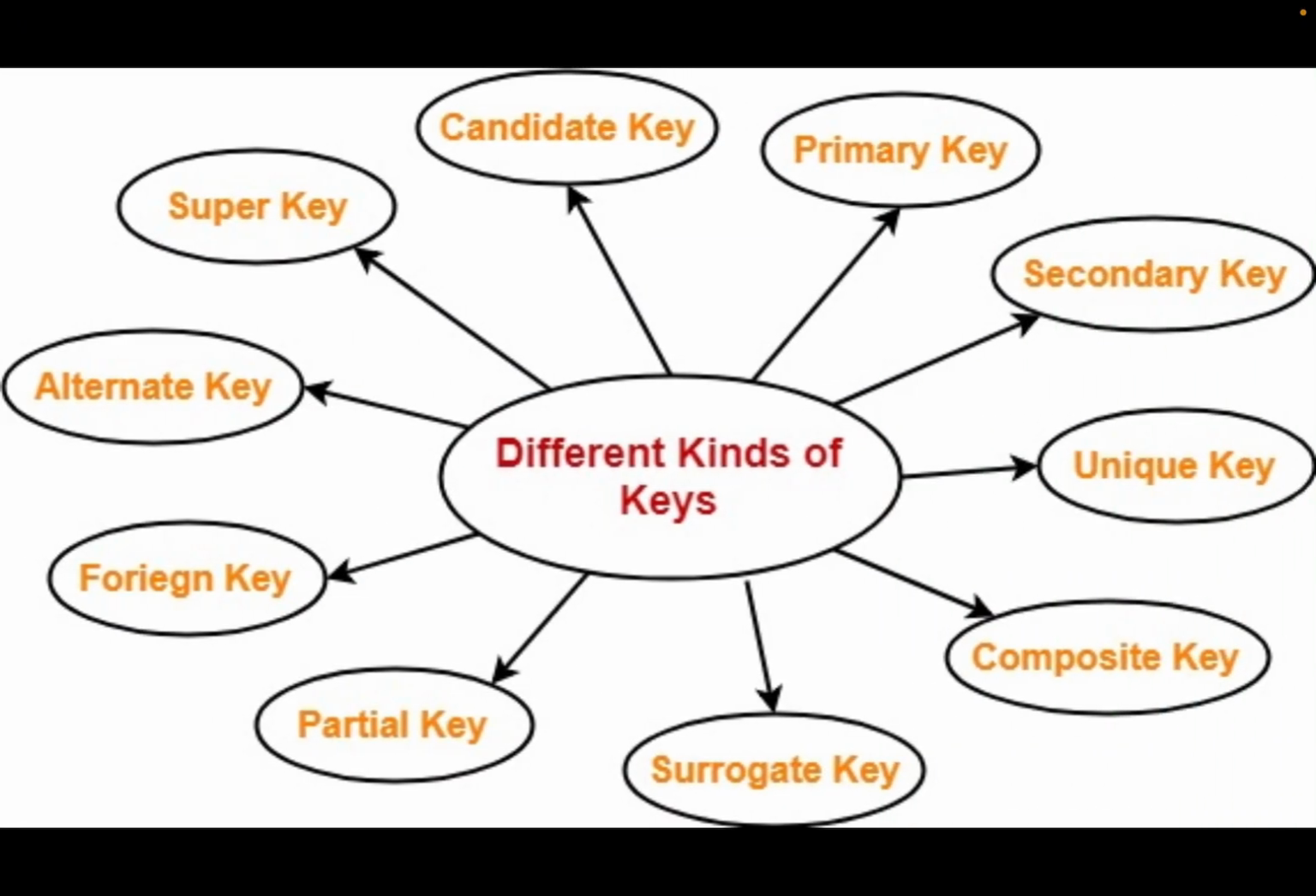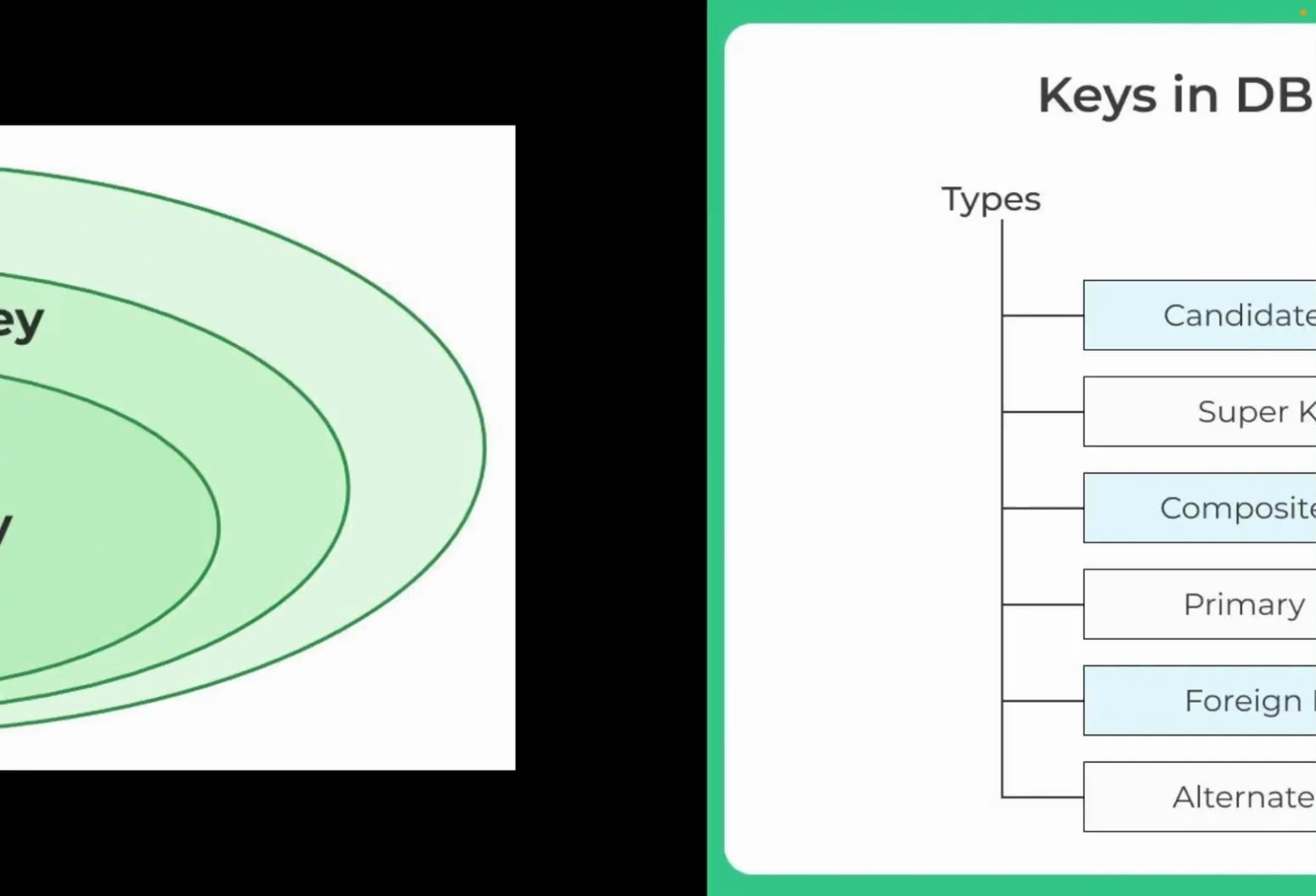These are the different keys that we have: the primary key, foreign key, candidate key, secondary key, unique key, composite key, surrogate key, partial key, alternate key, and super key. Majorly we use the primary key, foreign key, and surrogate key in most of our cases. All these other keys will be used based on the scenario and based on the requirement. So let's get started.